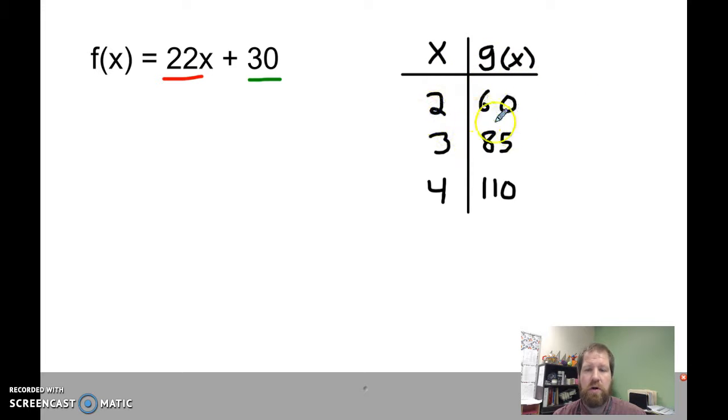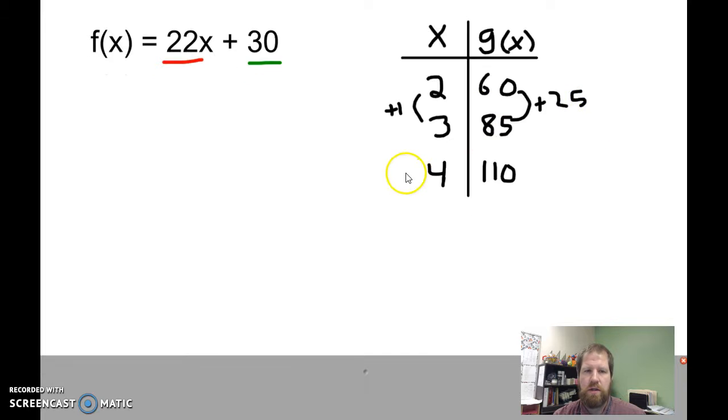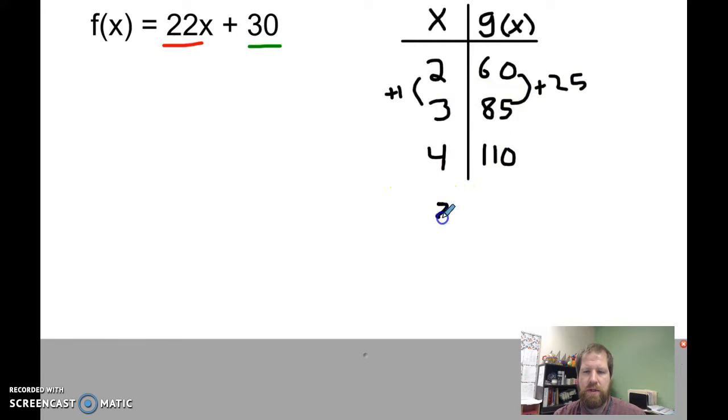We can figure out our slope pretty easily. We look at our slope and we say, going from 2 hours to 3 hours, so an increase of 1 hour, cost me an extra $25. So my slope is going to be 25 over 1, or 25. So 25 is equal to m.